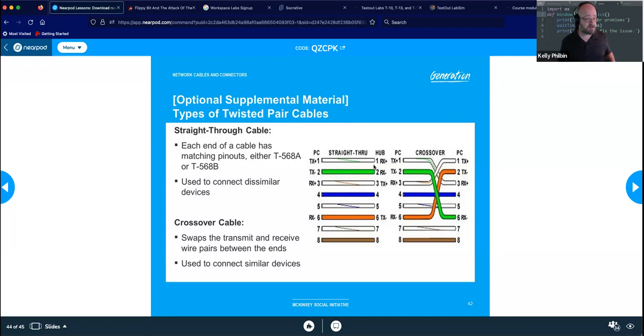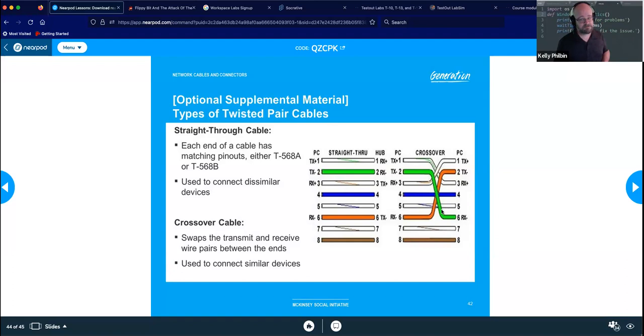Because what would happen is my outbound ports would be talking to their outbound ports. So it'd be like me trying to talk into a speaker and listen through a microphone. Wouldn't work, right? So what I have to do is flip the inbound and outbound. So I make what is called a crossover cable. So I take the outbounds of one, which would be the greens, and then I would move them over to the inbounds of the other.